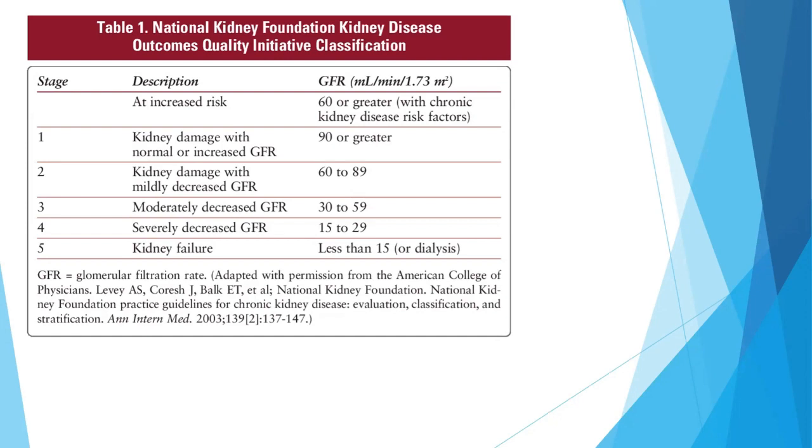Kidney damage with normal or increased GFR is thought to be 90 or greater. Kidney damage with mildly decreased GFR is 60 to 89. Moderately decreased GFR is 30 to 59, and severely decreased GFR is 15 to 29. Whenever the GFR comes down below 15, then you are required to undergo dialysis, and this is called end-stage renal disease.